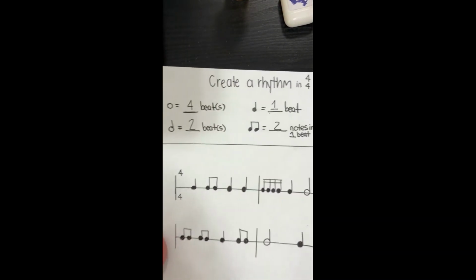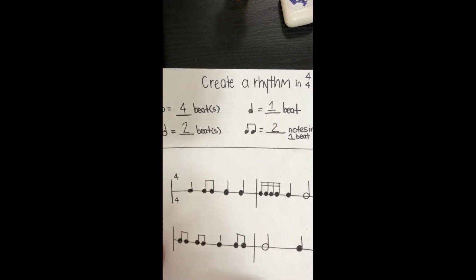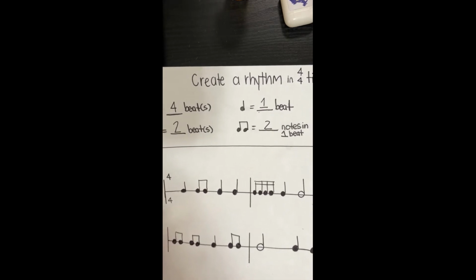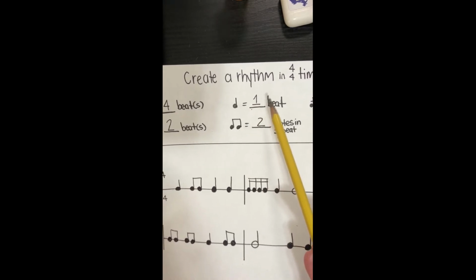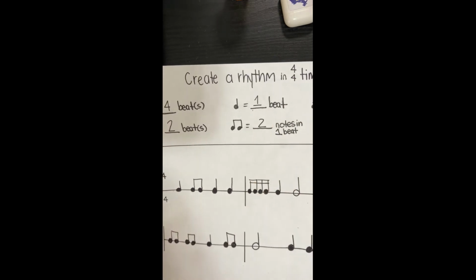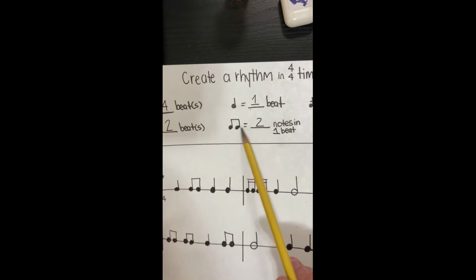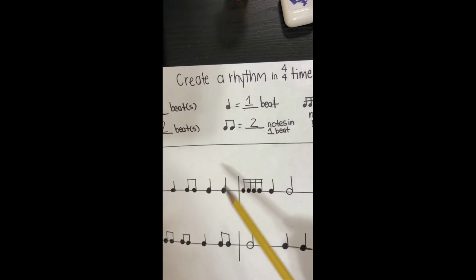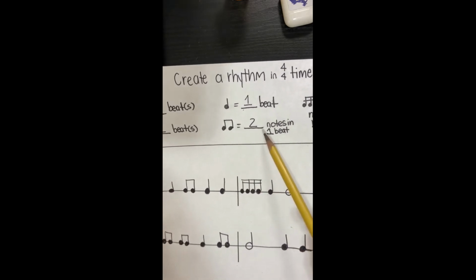All right, let's review. Remember that a half note is literally half of a whole, so it gets 2 beats. A quarter note, it takes 4 of those to equal 1 whole measure, right? Because it's equal to 1 beat, and we're in 4/4 time, so it takes 4 of those to equal 1 whole measure. All right, so an eighth note pair, remember it equals 2 notes in 1 beat, or 2 sounds in 1 beat. So it is 2 of these to equal 1, okay?